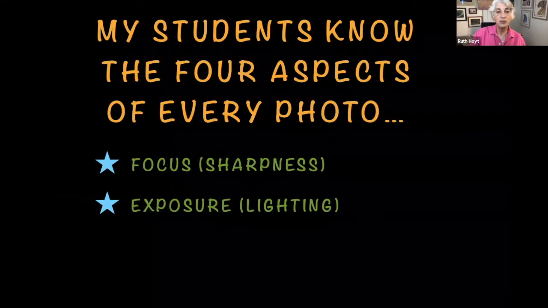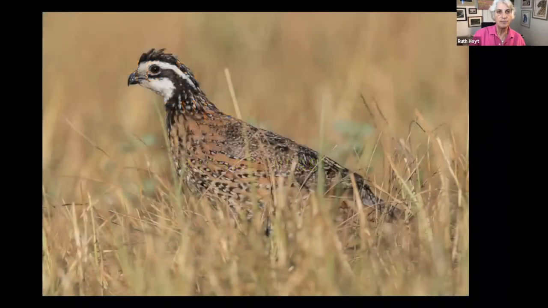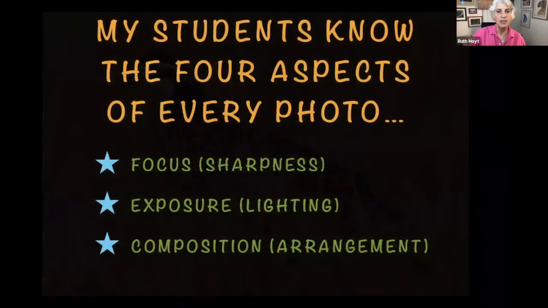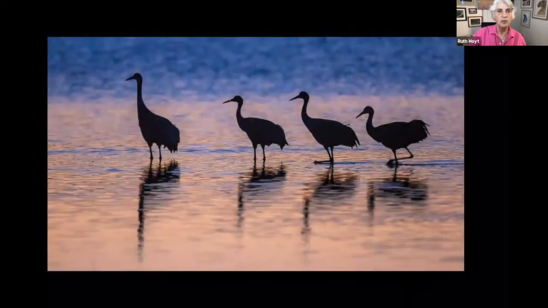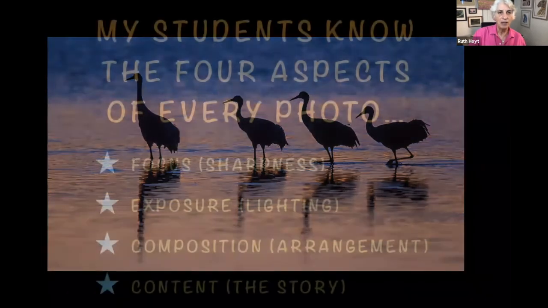Make sure your exposure is good, the lighting on your subject. You need to be able to see what you've photographed or what you're looking at. You want to see detail in the whites as well as the blacks. And the composition of your photos. You want to know that your viewers have a good place to look. The composition can be a leading line where you've got a line of birds like this, or it could be any other kind of pattern.